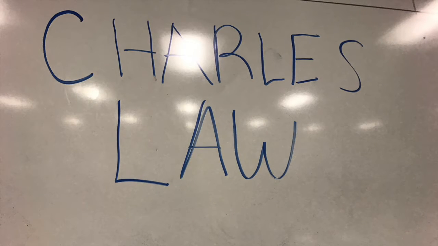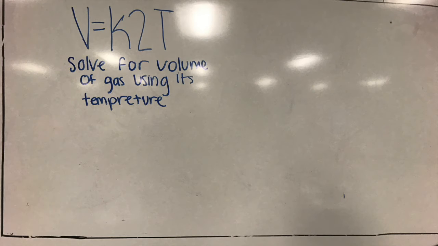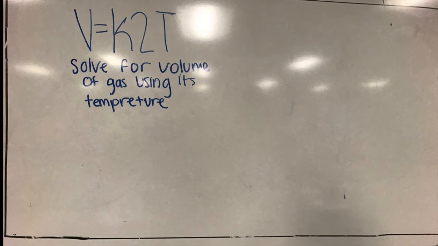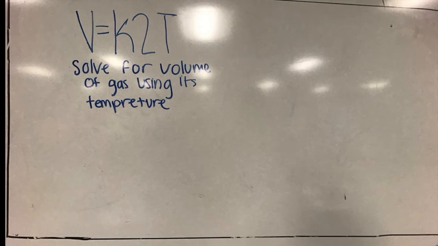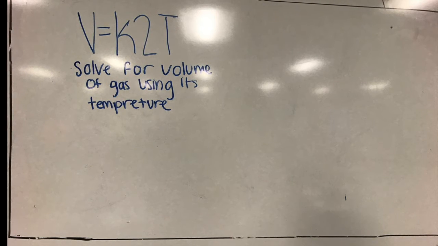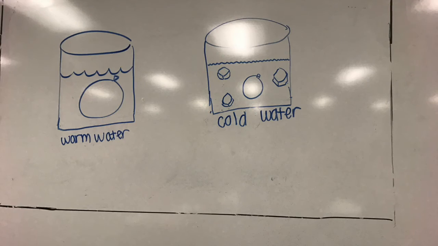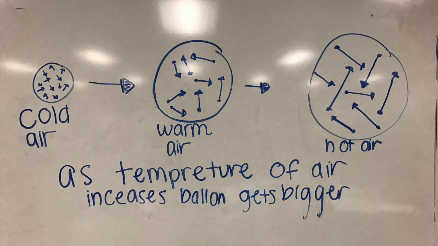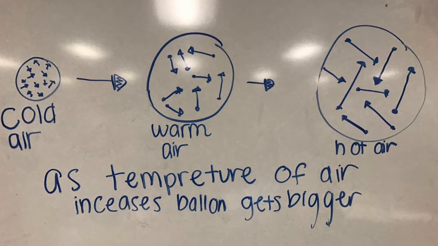Charles' law's equation is V equals K2T. By using this equation, you can solve for the volume of gas by using its temperature. This equation shows how temperature and volume relate to each other. An example of this is when you submerge a balloon in ice water, the volume is much less than the volume of a balloon in warm water.